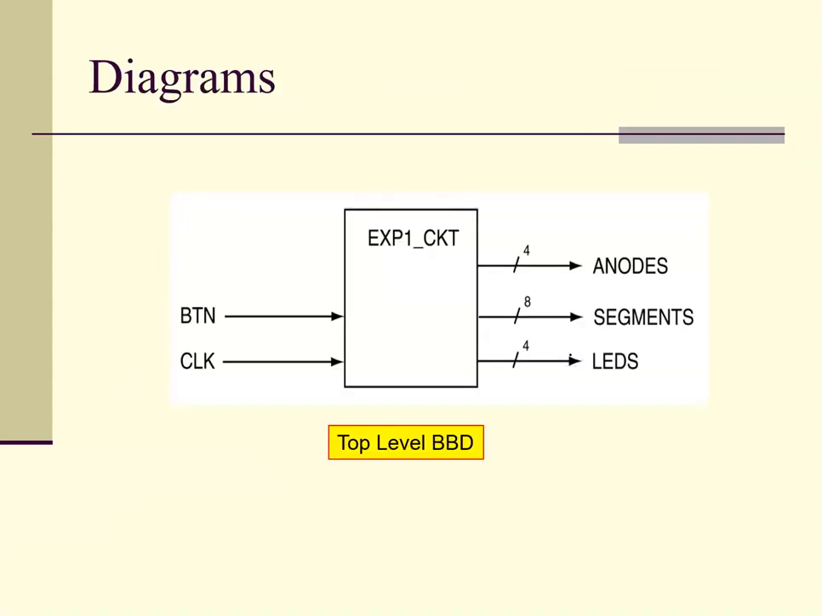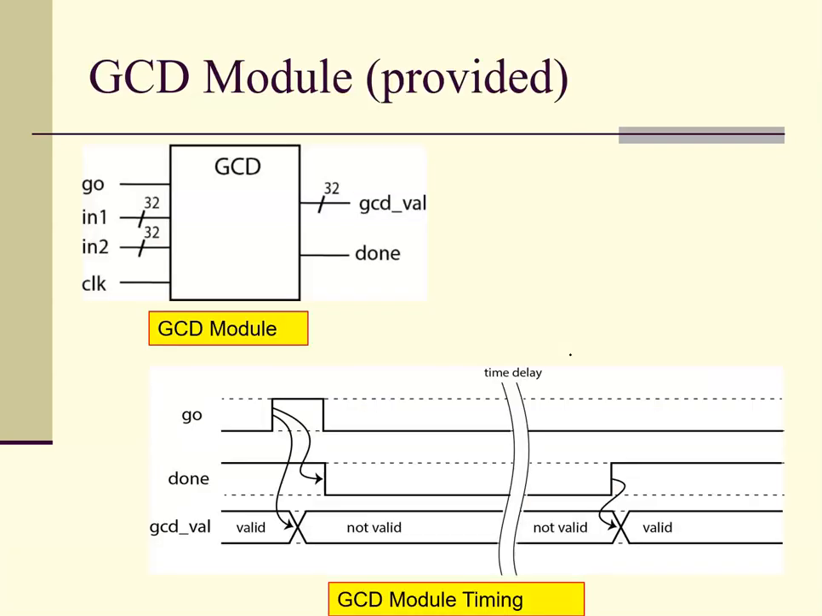This is the top level diagram for the circuit, and you can see it's just the inputs is the button, and the outputs are just stuff that is going to make it look good on the board. Anodes and segments are for the 7-segment display. The LEDs are just LEDs to help you figure out what's going on the board.